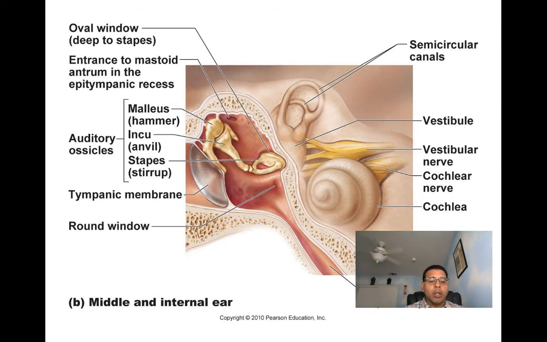The round window is a membrane. It's kind of like a pressure relief valve, and it's going to allow the fluid inside the ear to move. And if it becomes unmovable, this is going to impair hearing.